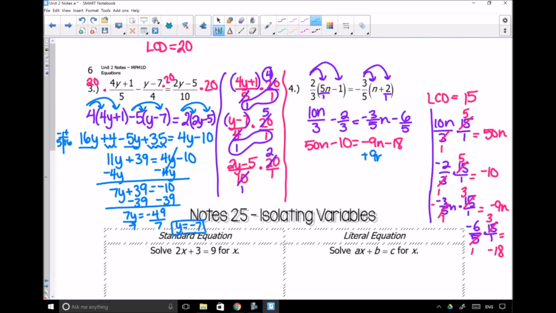I'm going to add 9n to both sides. So I get 59n minus 10 equals negative 18. Okay, then I'm going to add 10 to both sides, and I get 59n equals negative 8. Okay, then I can divide both sides by 59, so I get n equals negative 8 over 59. So n equals negative 8 over 59. And that's my answer.